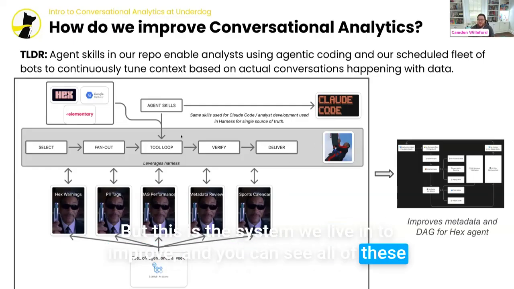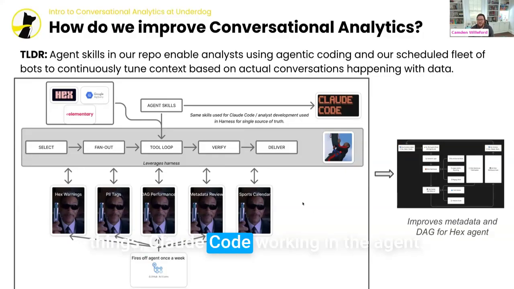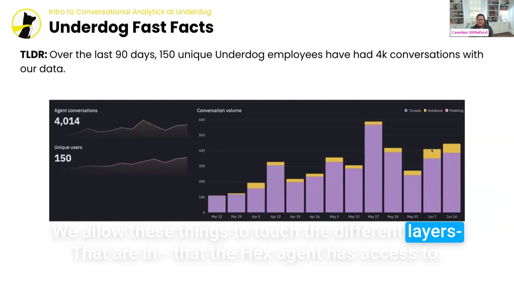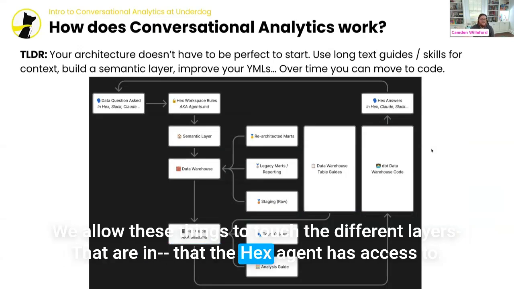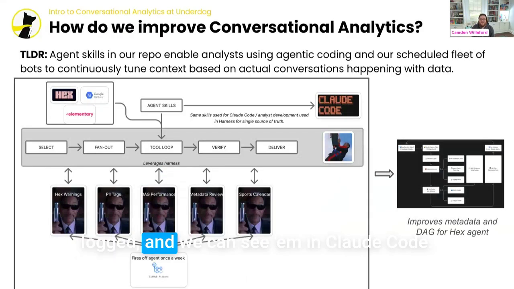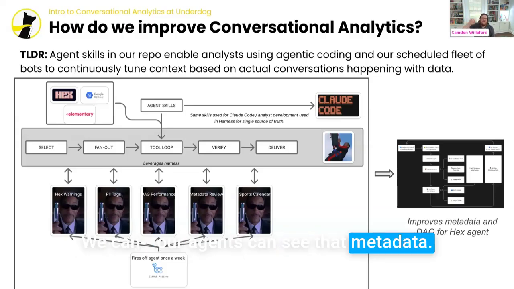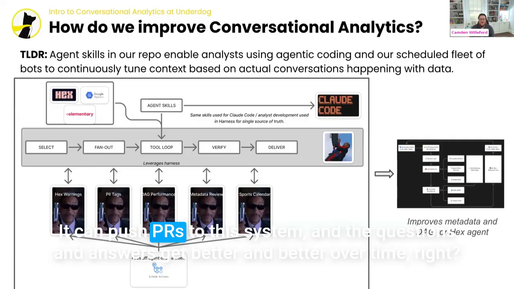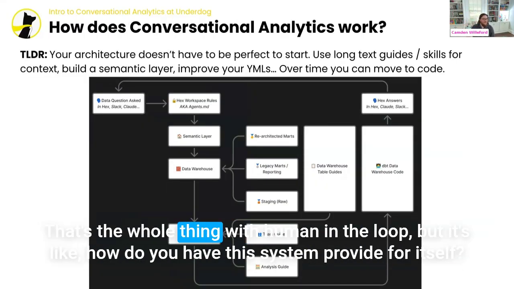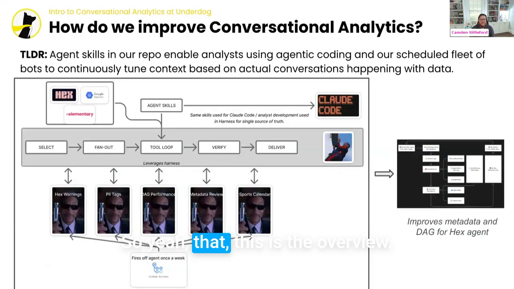And you can see all of these things, Claude Code, working in the agent, we allow these things to touch the different layers that the Hex agent has access to. So I think the flywheel is like more users are asking questions. Those questions are getting logged, and we can see them in Claude Code. Our agents can see that metadata. It can push PRs to this system, and the questions and answers get better and better over time, right? That's the whole thing with human in the loop, but it's like, how do you have this system provide for itself? So yeah, this is the overview.